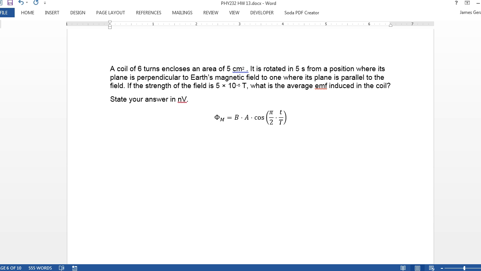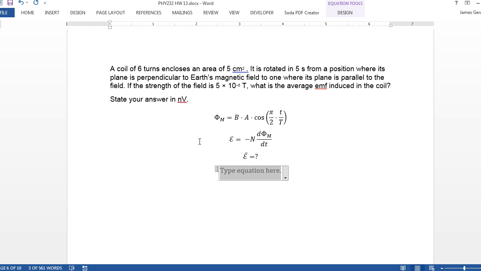this loop is rotated. Well, the EMF is just minus n times the derivative of phi m with respect to time. What we're asked for, however, is the average EMF. So we're asked for the average EMF, which would be this, equals what?